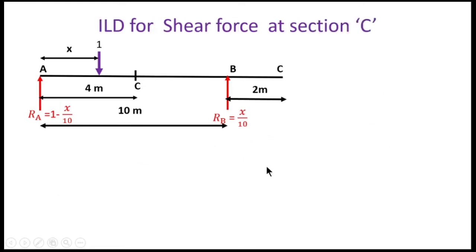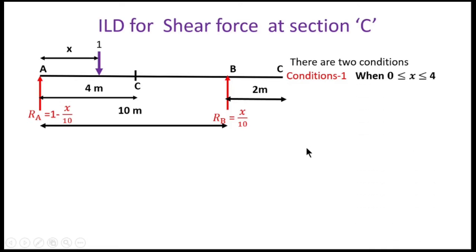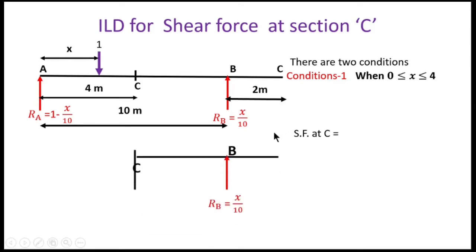Now the ILD for shear force at section C. There are two conditions. That is when the load is between 0 to 4, and the second condition is when the load is between 4 to 12. So 10 plus 2 is 12. So applying the first condition, in the form of limit, x is greater than or equal to 0 and less than or equal to 4. So what is the shear force at C? We can find the shear force at C from the left side or from the right side. So we are finding the shear force at C from the right side in this way.